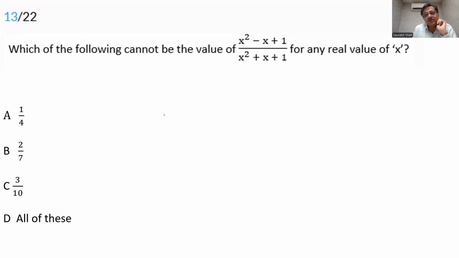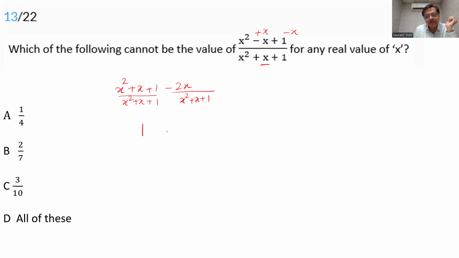Okay, a good question on algebra. Read the question again if you want to. We will rewrite the numerator. We'll do plus x minus x in the numerator because we have a plus x here. So I'll rewrite the numerator as x square plus x plus 1 minus 2x, and whole upon x square plus x plus 1. So we'll separate them out also directly in a single step.